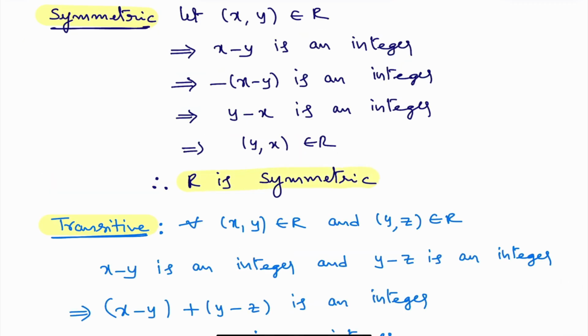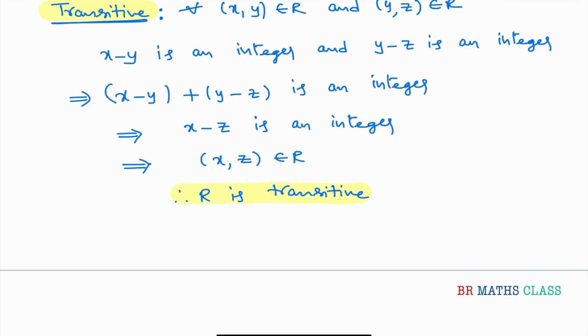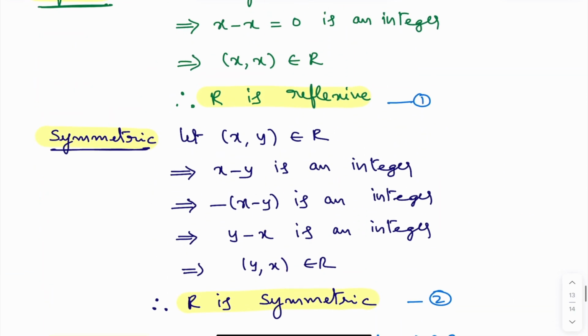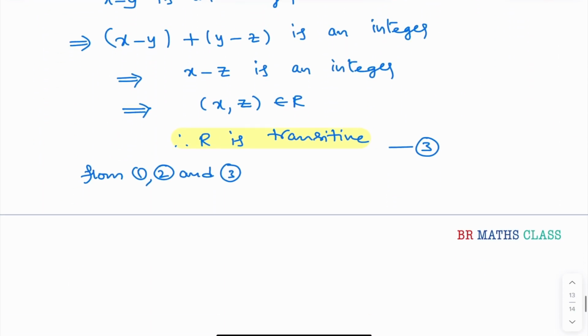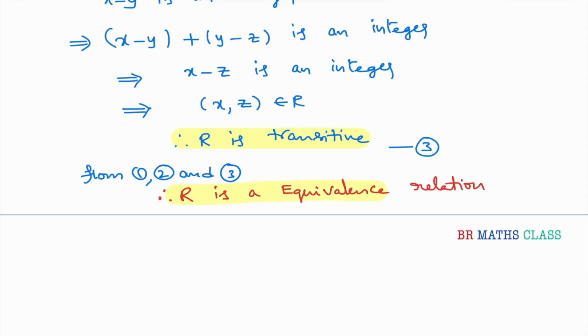And this relation is symmetric. I'll take it as a second point. And this relation is transitive. You take it as a third point. From 1, 2 and 3, what can you say? As this relation is reflexive, symmetric, transitive, I can say that R is an equivalence relation. Therefore, the relation R is an equivalence relation.